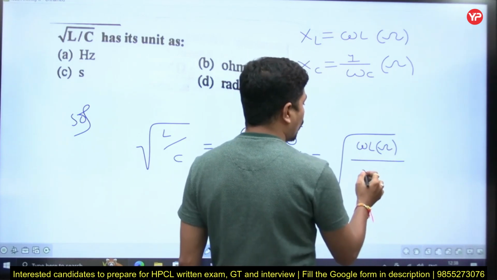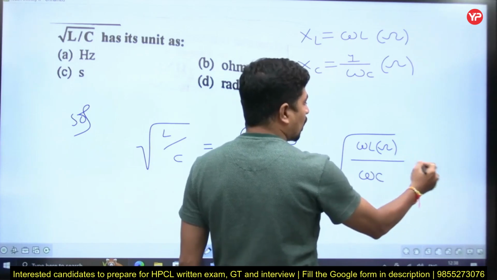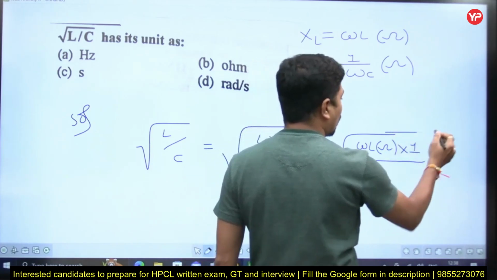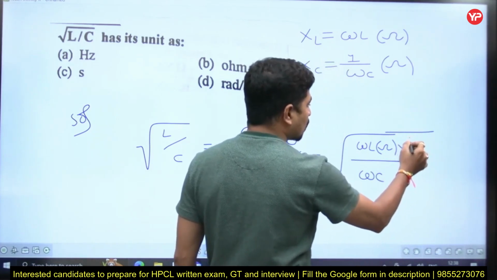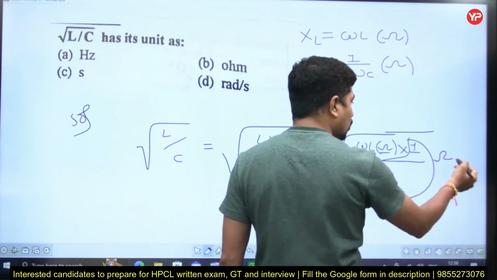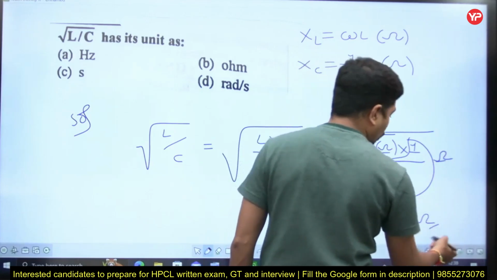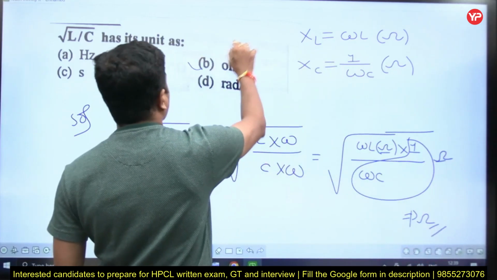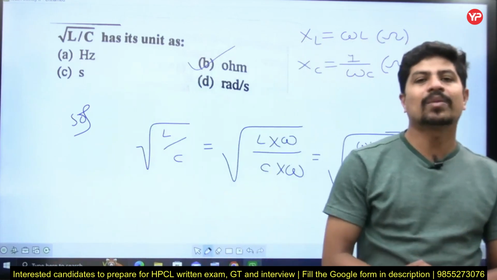This is omega C, but I can write it as 1 by omega C. So the combined units are ohms. This is ohm, this is also ohm, under root ohm square will be ohm. I am writing about units. The answer is ohms. It is just that simple.